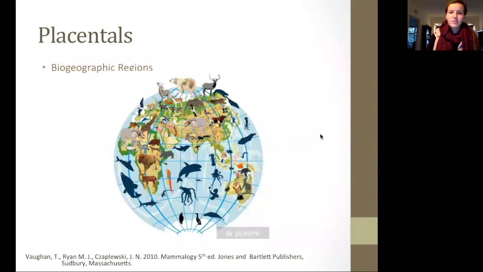The biogeographical region, like I said, they are all across the globe, pretty much all continents. There are areas where there are no terrestrial placentals, but because of marine mammals, they would be located in those areas. We'll see that.